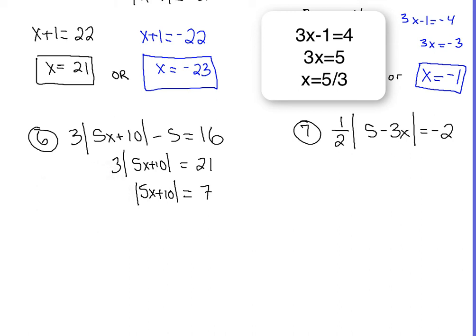To solve this, again, we're going to break it into two separate equations and solve each one. By now, you guys are rocking this out. I know you've got it. So carry on, check your answers at the end, and see if we agree.